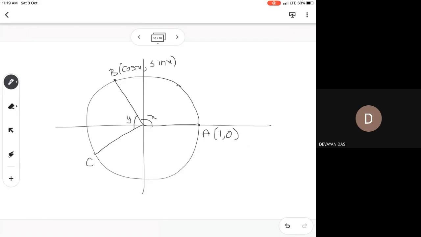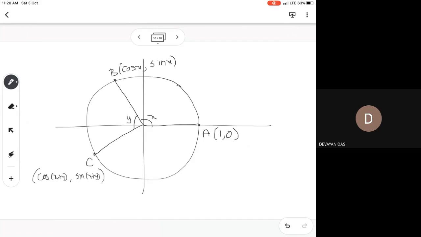And with this, you take an angle which is making an angle of y radians. So the total angle you are going to get, from here to here, whatever angle you take, that is x plus y. So here you are going to get the coordinates of this point as cos(x plus y), sin(x plus y).